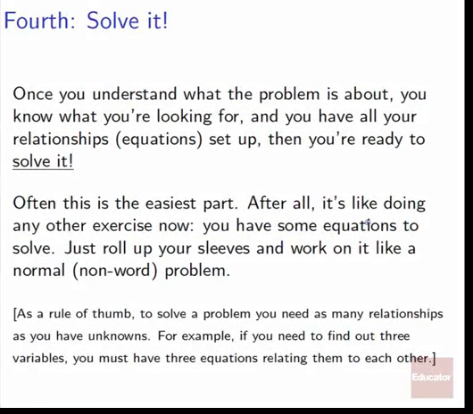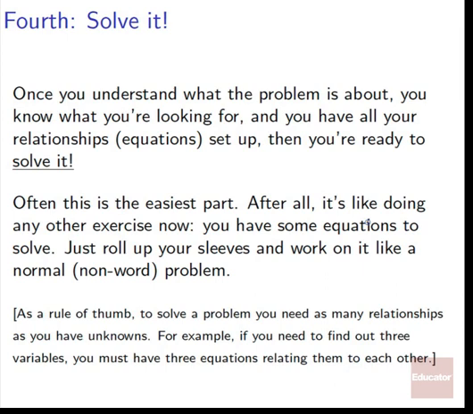Finally, once you understand what the problem is about, you know what you're looking for, and you have all of your relationships and equations set up, you're ready to solve it. Normally, in many ways, this is going to actually be the easiest part because it's just like doing any other exercise now. You've got equations to solve, right? You're looking to solve for something and you've got equations. It's just going to be a matter of doing the math that you've been doing in every other part of the section that you're working on. You'll normally have many exercises and they'll only finally culminate in some word problems. So it's just like doing all the exercises you've been doing before.